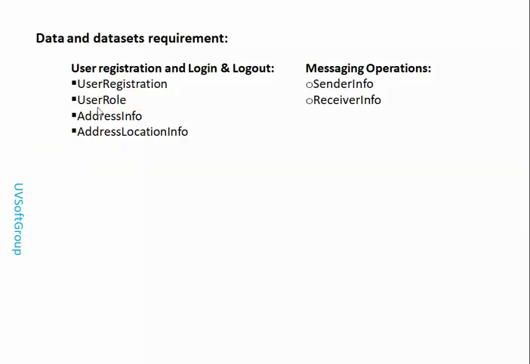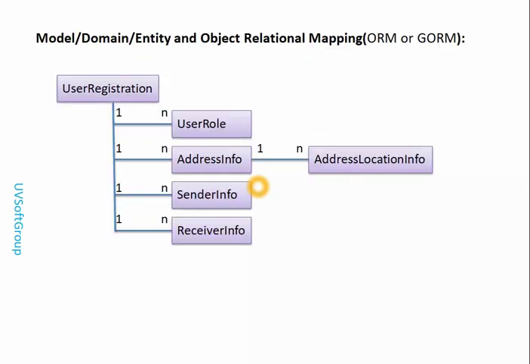And here are the requirements, the data set requirements. You see the registry. Here is the message sending information, the sender information and receiver information, and this is the content of this information. You can see the detailed content of those domain models when I did the development. So here is the relationship, the object relational mappings. We have the user registration, which has multiple user roles and admin address info, and address has multiple address location info, and so on.